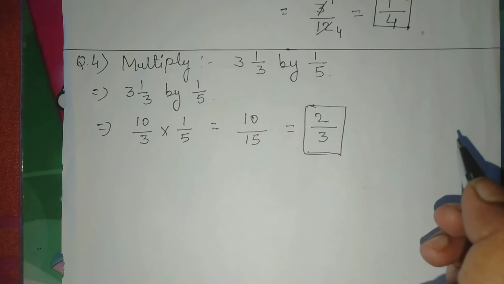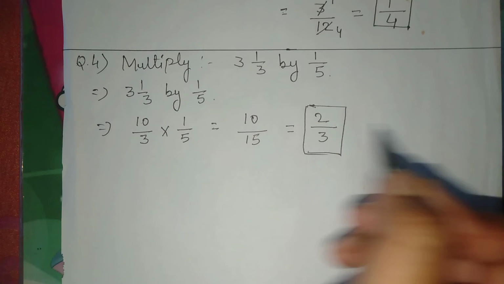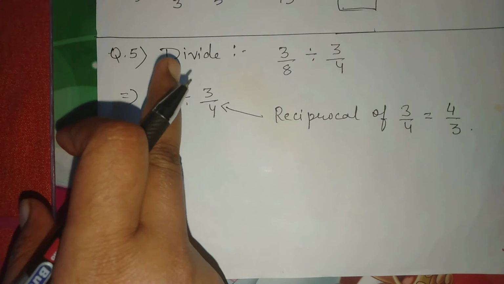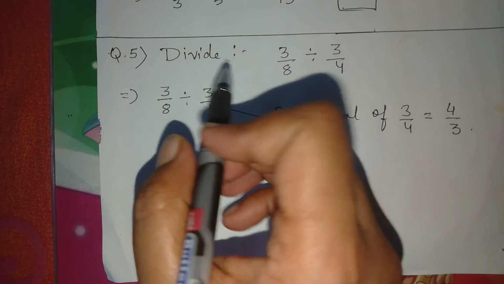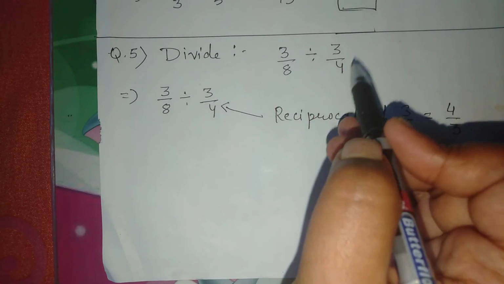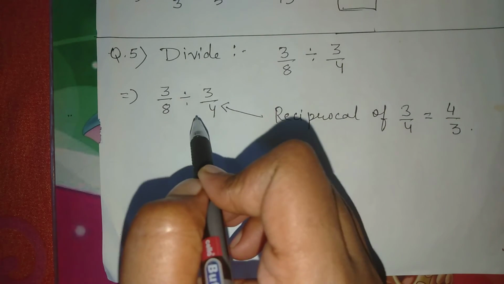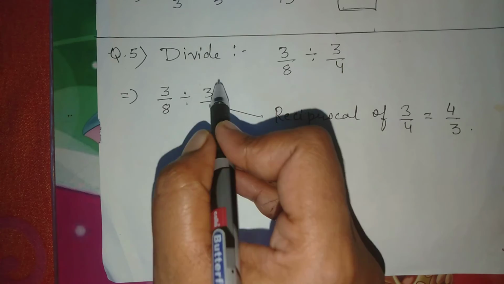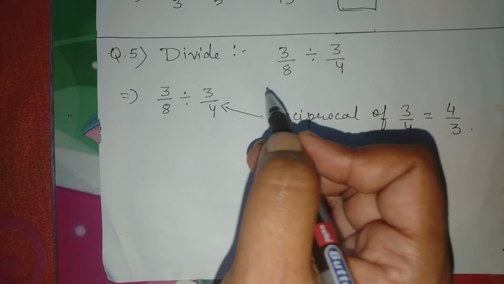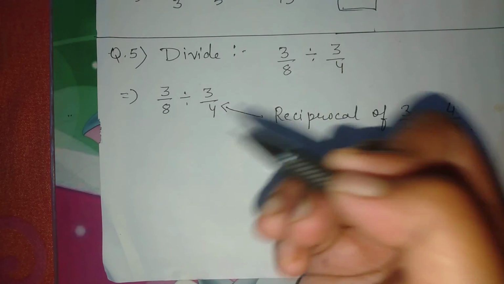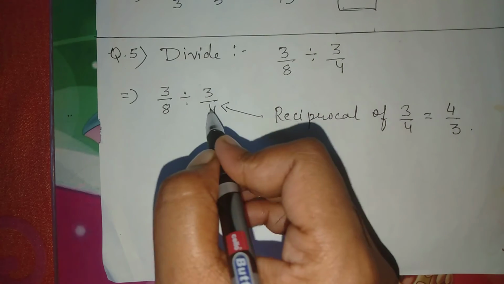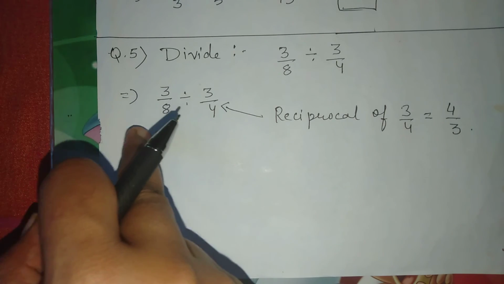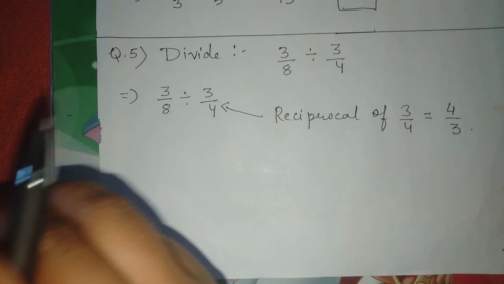Okay. Now next we will see divide. So our last is divide. It means division. So 3 by 8 divided by 3 by 4. Now how to do the division in fractions? Okay. So 3 by 8 divided by 3 by 4. So first of all children, you need to know how to solve. Okay. So we cannot do division in fractions, we have to convert it into a multiplication.